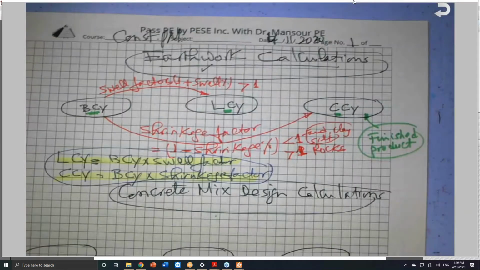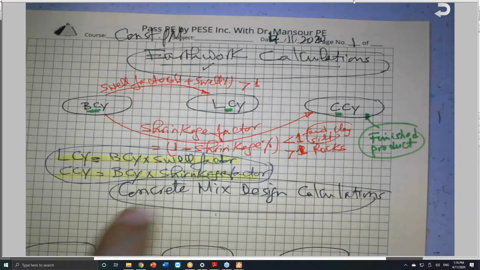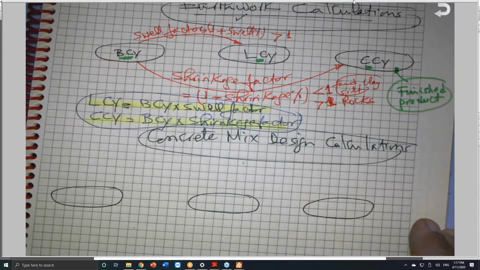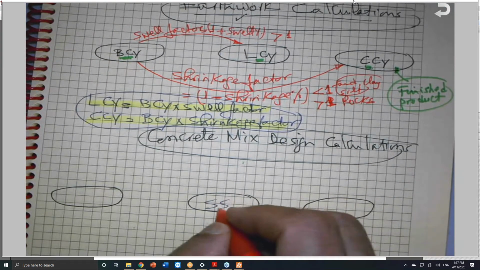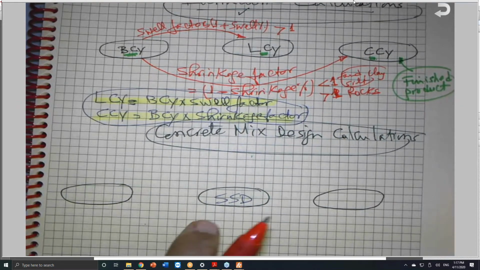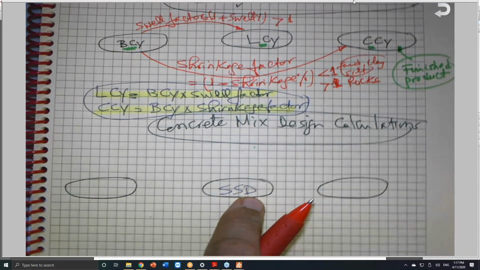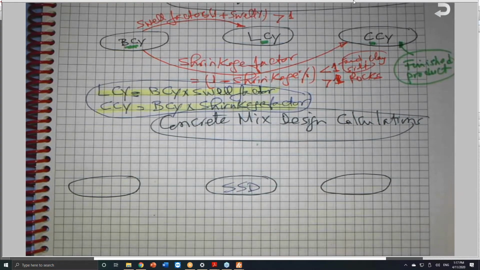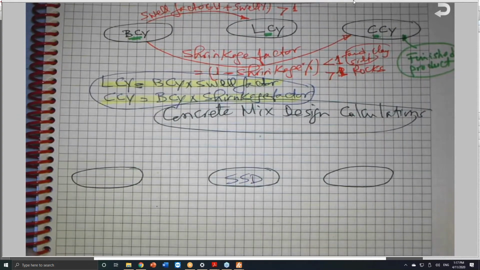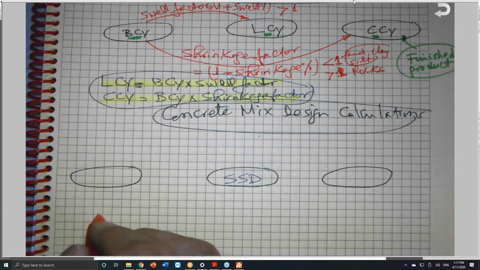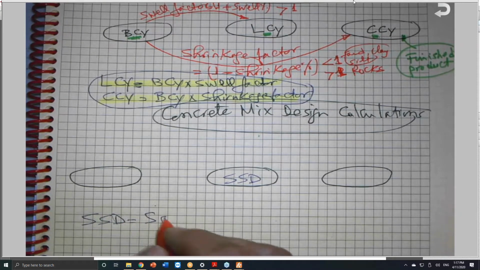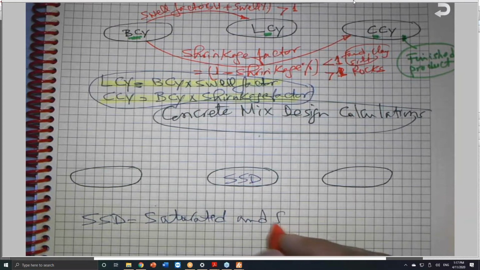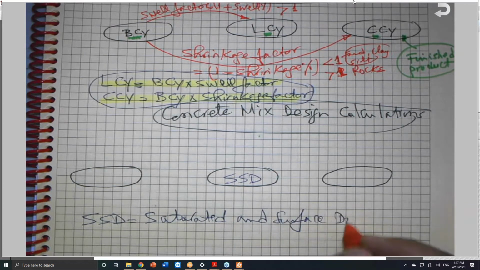Similar, or in analogy to this, are the concrete mix calculations. We have here what is known as SSD. SSD here is not the stopping sight distance we use for transportation. But here, for mix design, no. This is the saturated and surface dry condition.